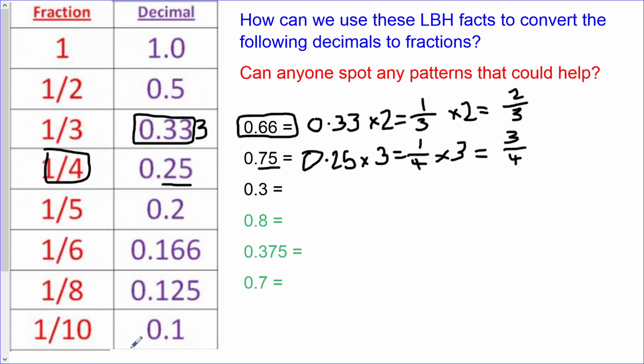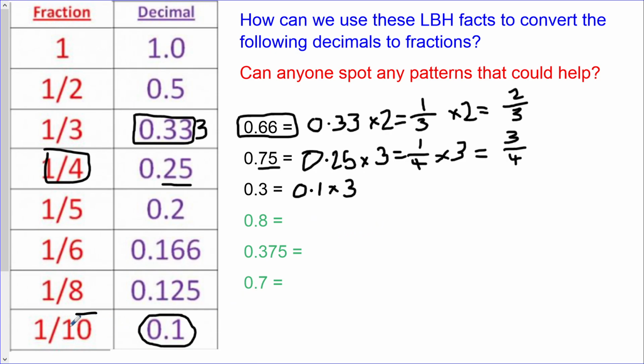Let's look at one more example together, 0.3. So can anyone see here a decimal that we could link to 0.3? We can't link 0.2, because then we'd have 0.2, 0.4, 0.6, 0.8. There is no 0.3 in that link there. However, we can link 0.1 and we can get to 0.3 very, very easily. So 0.1 times by or multiplied by 3 is exactly the same as 0.3. 0.1 times 3 equals 0.3.